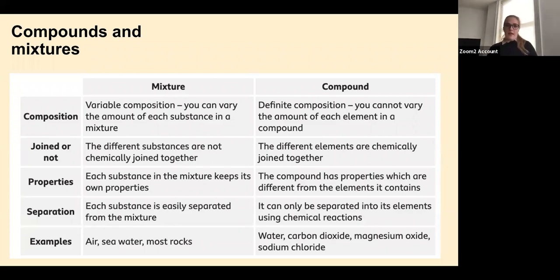Now, another property of mixtures is that you can separate them out. Each substance can be easily separated from the mixture, and this is because they're not chemically joined together. But a compound can only be separated into its elements using chemical reactions. In a molecule of water, you can't easily separate the hydrogen from the oxygen. You're going to need a chemical reaction to separate out the elements of a compound. And finally, some examples of mixtures would be the air that we breathe. The air that we breathe has a bunch of different components.